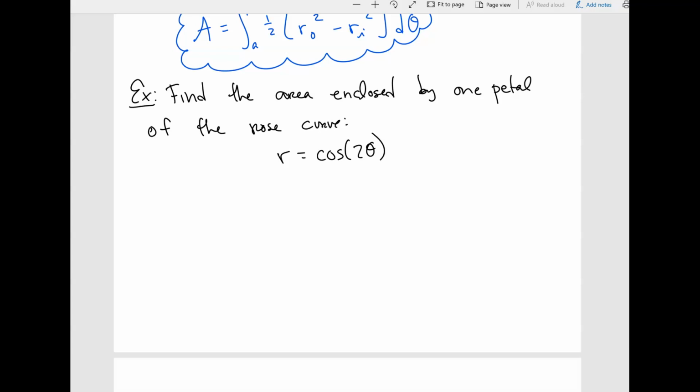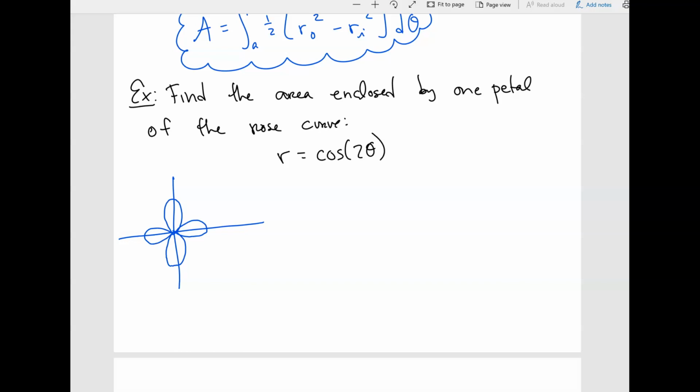Now, there's two ways that you can do this. One of the ways is by drawing it out. I'm not going to draw it here because I have a video on that. Basically, the rose curve looks something like this. Obviously I cannot draw. Imagine that those are four equal length petals. So this is the rose curve.